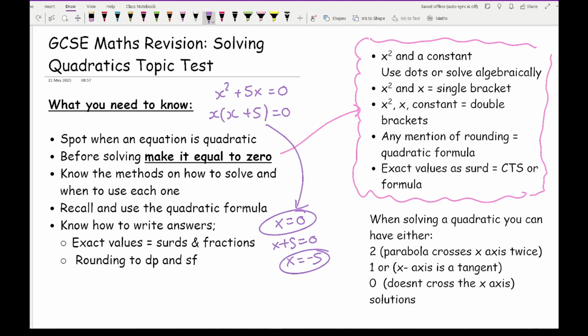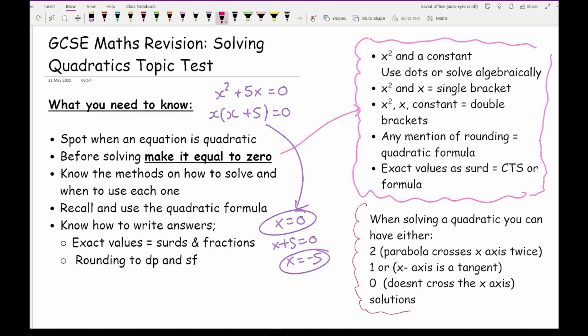The next thing, when asked to round to decimal places, they will usually tell you, but if they say give your answer as a decimal, then you need to decide whether you're going to round it to 1, 2, 3 decimal places or even significant figures. Me personally, I would always opt for 2 digits after the decimal point, just for a little bit of a level of accuracy.